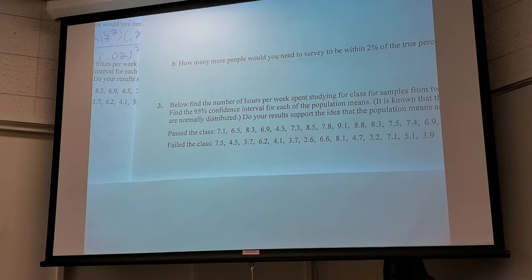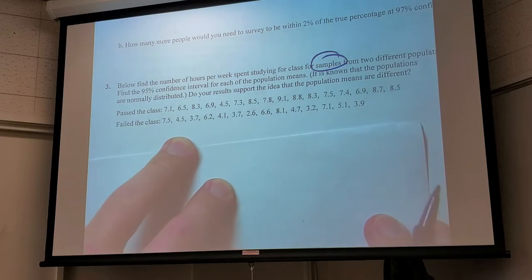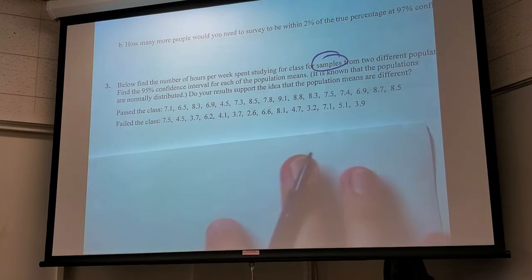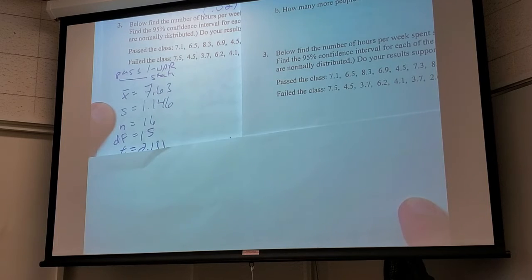Wait, where does it say it's a sample? First sentence. Right, is that cool? Okay. So therefore, I like your mean, 7.63, but then s is 1.146, is that right? Yeah. And then n is 16, I like it.